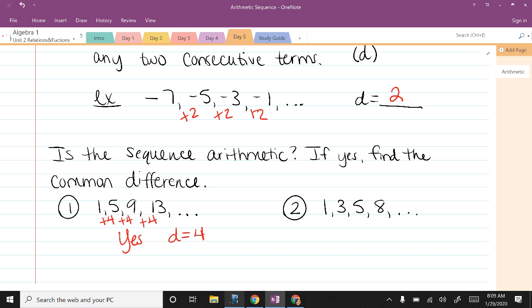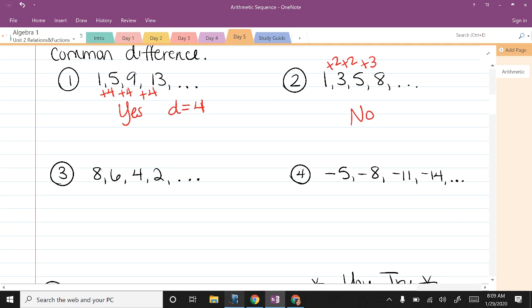Number two. How do you get from 1 to 3? Add 2. What about 3 to 5? What about 5 to 8? Is this one arithmetic then? No, not arithmetic because they swap what they were adding. What I think they might continue to do with this one is add 3 again, and then add 4, and then add 4, and then add 5, and add 5, right? But since it's not adding the same thing every time, then it's not arithmetic. All right, number 3.